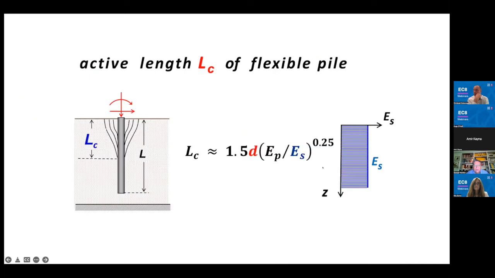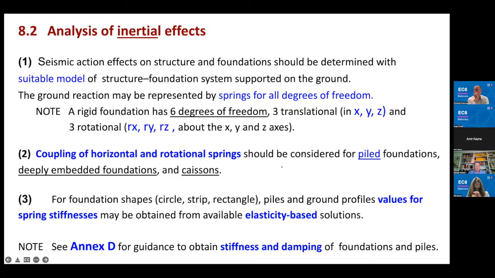Now, if we move to the next slide, here is the meaning of active length. I'm sure geotechnical engineers know it very well. For laterally loaded piles, only the upper part is really vibrating. The rest remains idle, and the finite element based correlation that we find with the diameter and the ratio of the Young's moduli is the one that gave us the previous expression for what is a flexible pile. Now, let's move on.